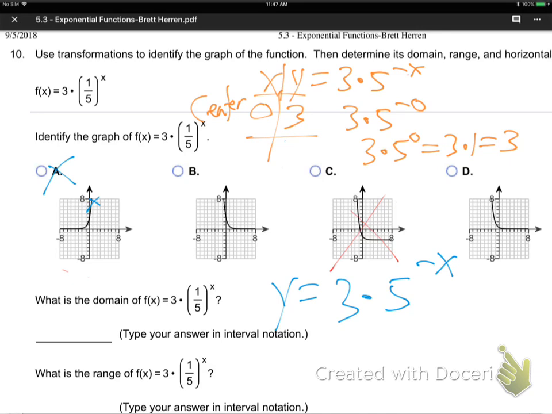Let me see how I got that. So let's take a look. Over 0 up 3, yeah, that looks perfect on the B graph. Over 0 up 3 misses on the D graph, so it's B. We good?